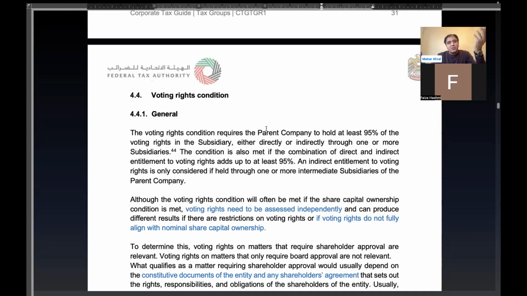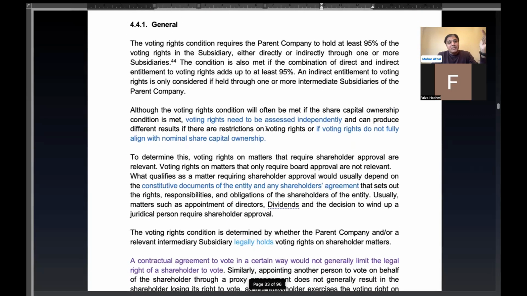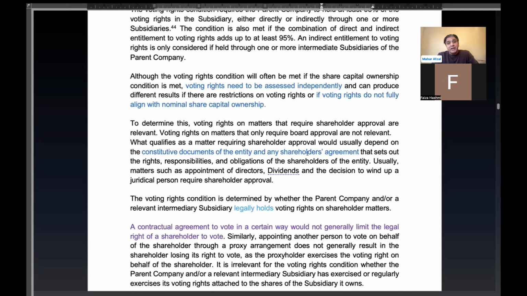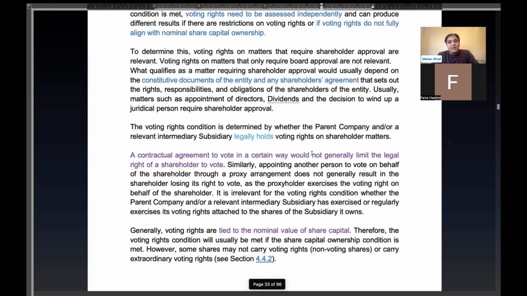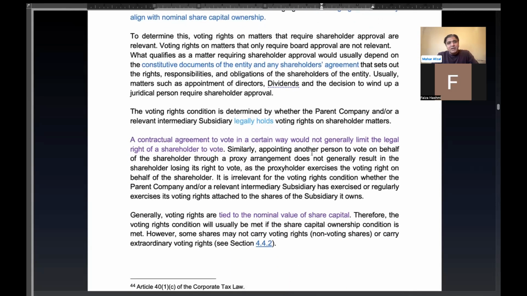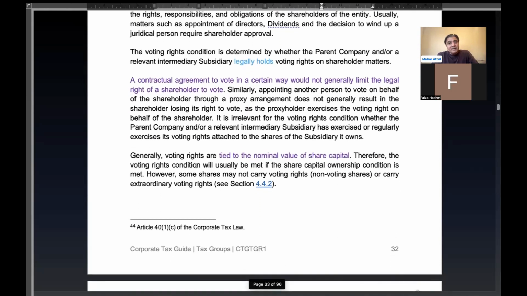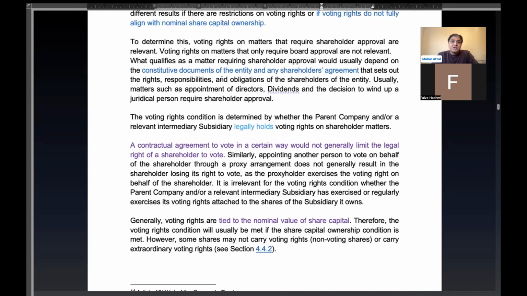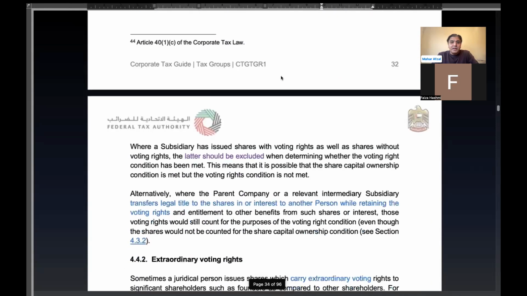And for the test, it is important that the parent company is holding at least 95% of the voting rights. It might come through the nominal value of the shares, or through any other document, a memorandum or something. They mention the constituent documents of the entity; there can be a shareholder agreement as well. It is not compulsory that a person holding 95% of the shares has 95% of the voting rights as well. They mention voting rights are generally tied to the nominal value of the capital, but this is not compulsory. Voting rights can be delegated through the constituent documents of the entity or any shareholder agreement.